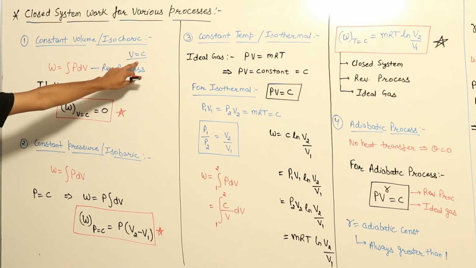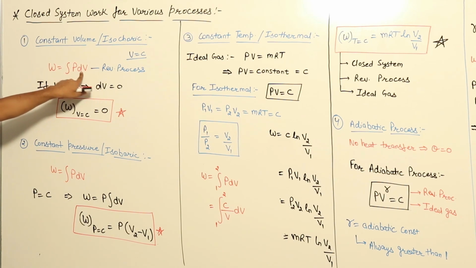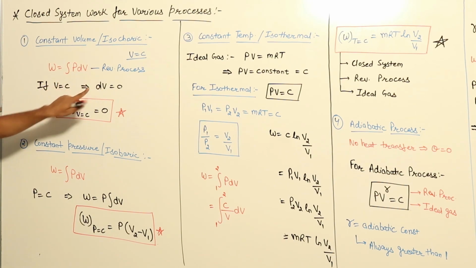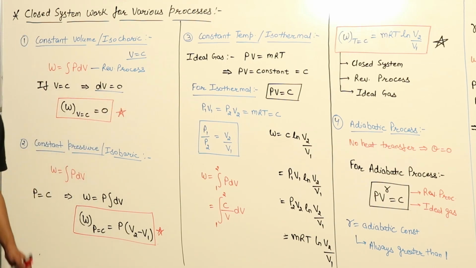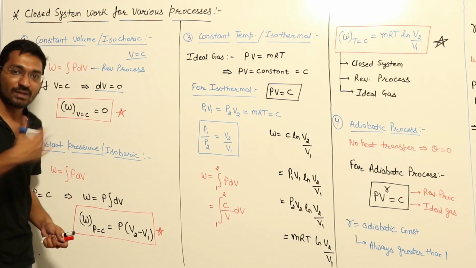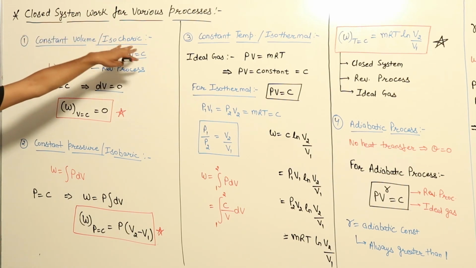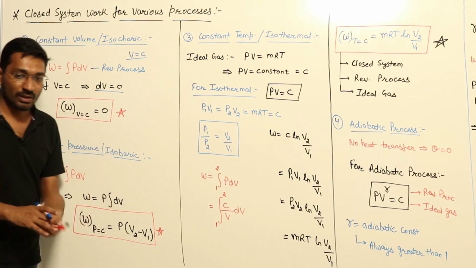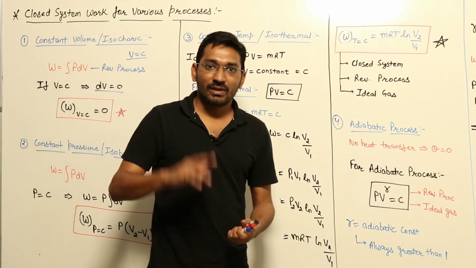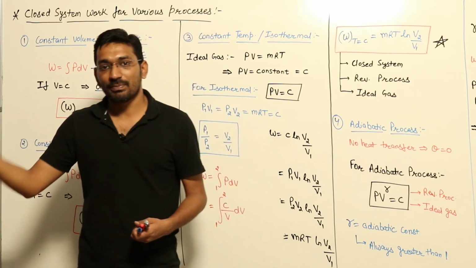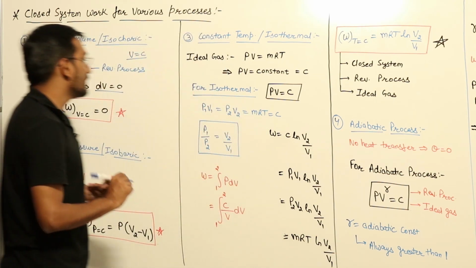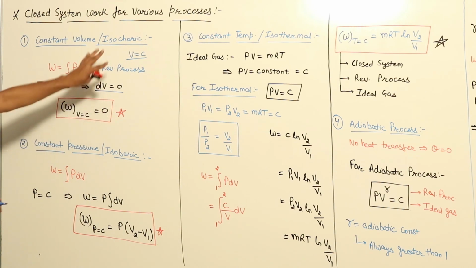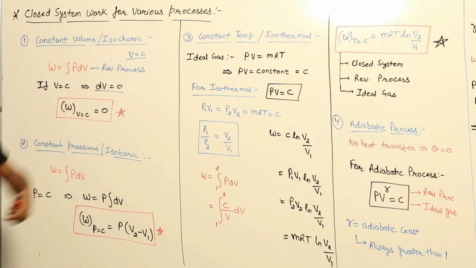If the volume is constant, then dV, that is the change of volume, will be 0. If the change in volume is 0, we can say that the work done by the system or on the system in a closed system constant volume process will be equal to 0, because there is no change in volume. So this is the first process, that is constant volume.